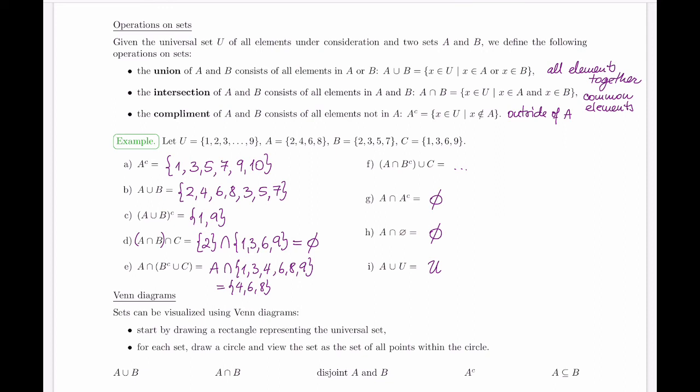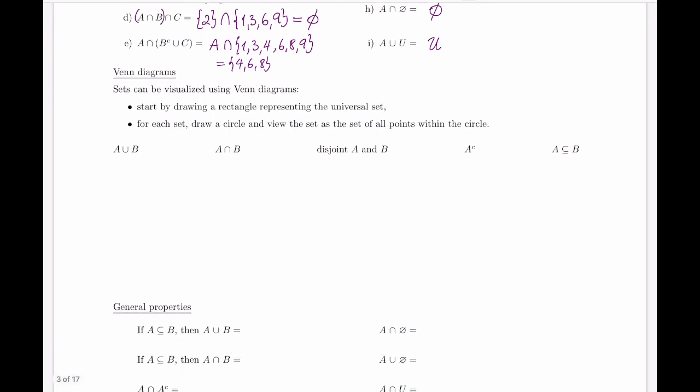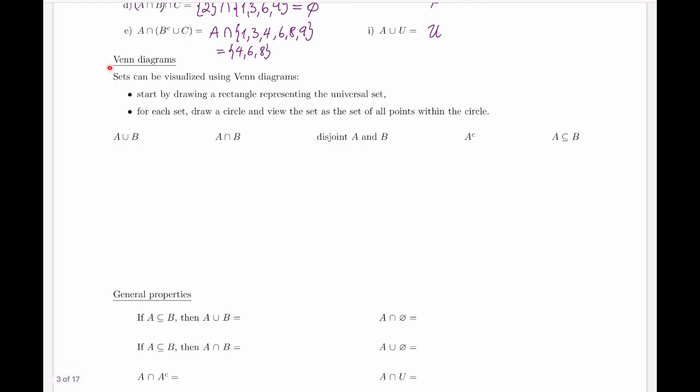Now, this is the way to deal with sets in this sort of procedural, listing all of the elements format. The other way to think about them is a very visual representation that will come in handy for a bit more of the abstract way to approach these things. And the tool for that is called a Venn diagram.